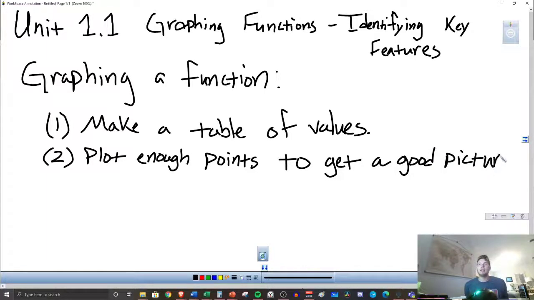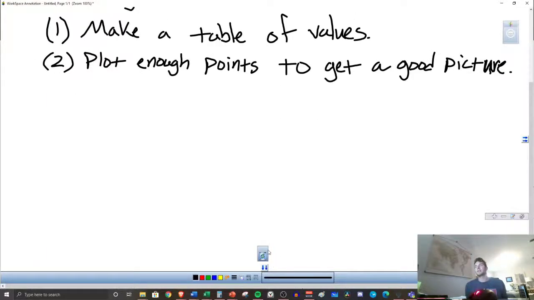Just plotting 2 points, 3 points, even 4 points is most of the time not enough. You can't really tell what's happening with the graph if you're not plotting enough points. So you want to make sure that you plot plenty of points. We're going to do an example here in a second.